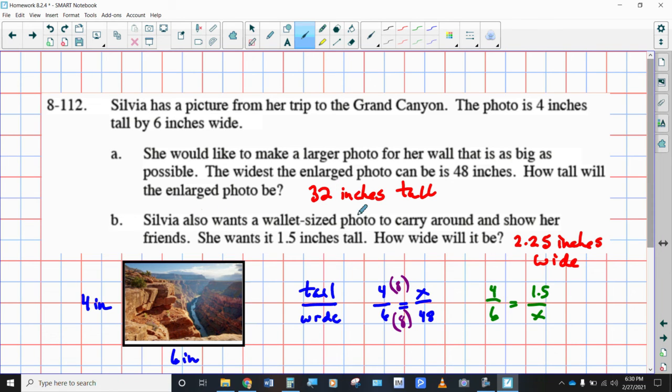Sylvia also wants a wallet size photo to carry around with her. This is obviously someone who is phone challenged and does not have pictures in her smartphone. She wants it 1.5 inches tall. How wide will it be? Well, same process. Just what do you multiply times 4 to give you this?